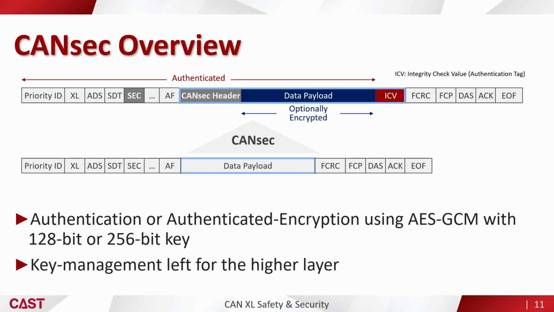The cryptographic algorithm is AES-GCM, which provides both authenticated encryption and integrity verification in a single operation. The system supports both 128-bit and 256-bit key sizes. Key management, including key distribution and rotation, is intentionally left to the application layer. This keeps the link layer security mechanism clean and allows implementers to choose the key management approach that best fits their system architecture. Moving on, let us look at how CANsec organizes secure communication across the network.